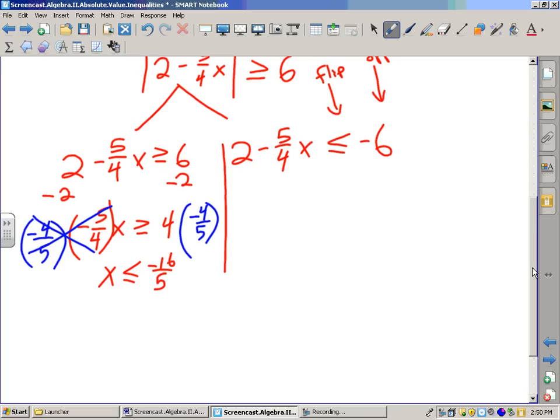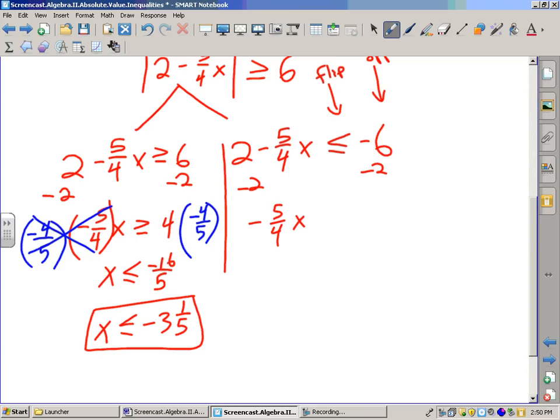Give me some more room. X is less than or equal to negative 3 and 1/5 is one answer right there. Over to the other one. Subtract 2 from both sides. Negative 5/4 x is less than or equal to negative 8.